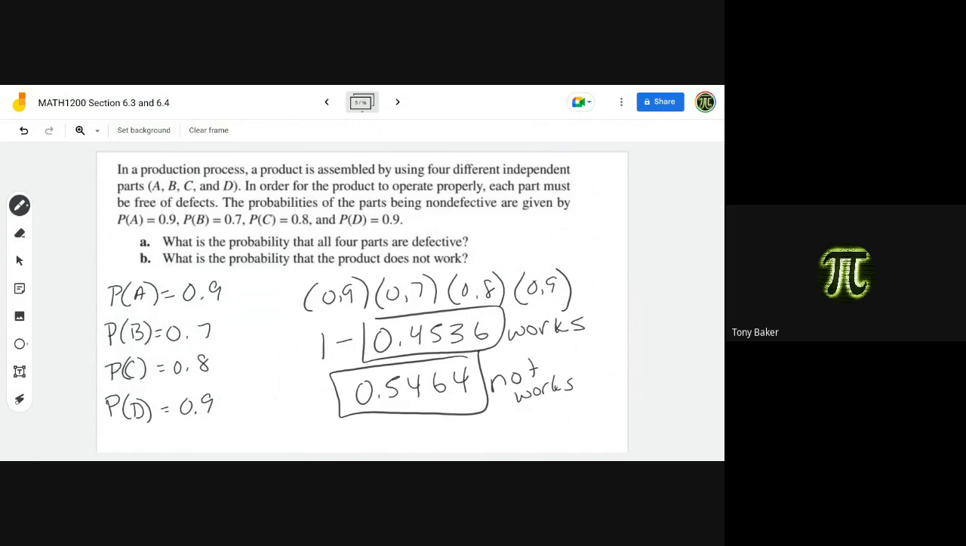So instead of having to figure it out that way, because that would have been a pain, we figured out the probability of it working. What's the probability of all 4 parts being perfect? That's just multiplying those 4 numbers. Then we just subtracted it from 1 because we want the opposite of that. We wanted not working. Okay, I get that.